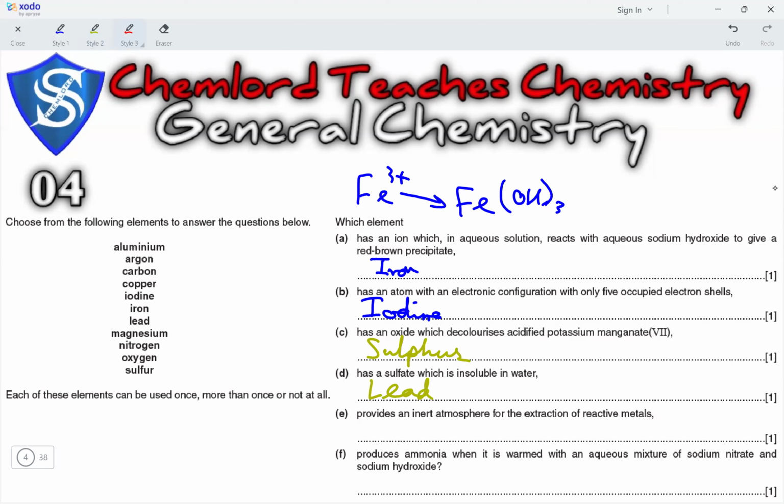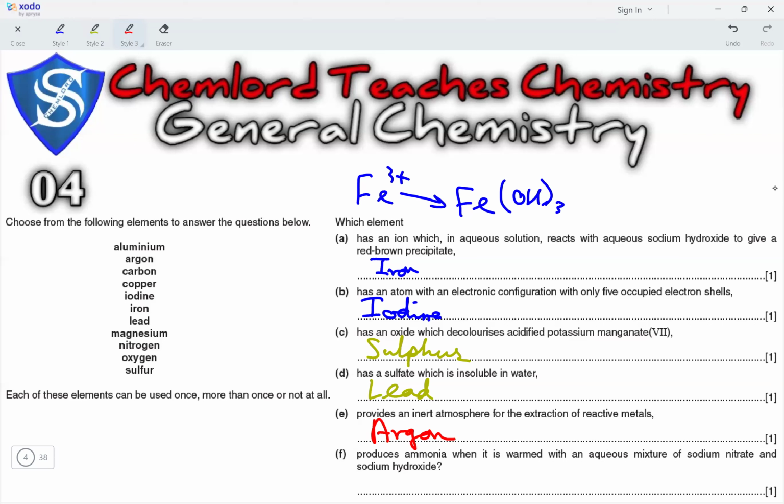Next, provides an inert atmosphere for the extraction of reactive metals. So an inert atmosphere would be provided by either a noble gas or nitrogen. But in the extraction of reactive metal, heat is also involved, so it should not react. So it cannot be nitrogen because nitrogen does react at high temperatures. So what we are left with is argon.